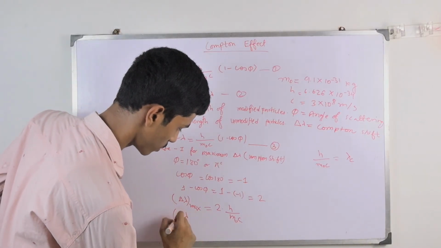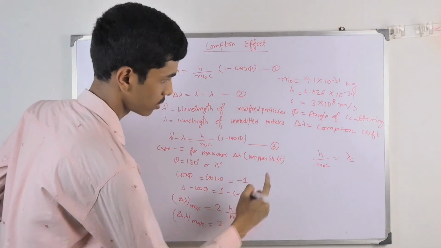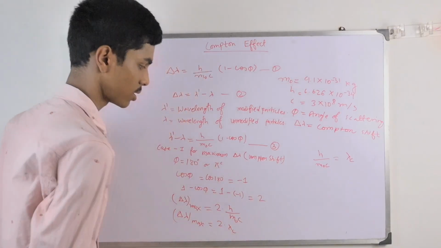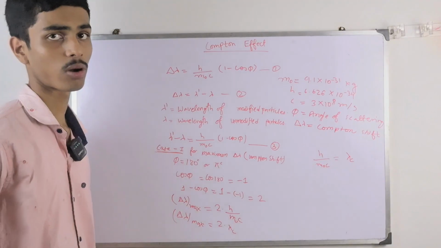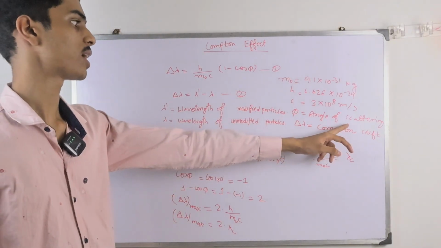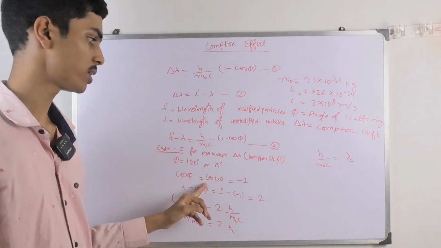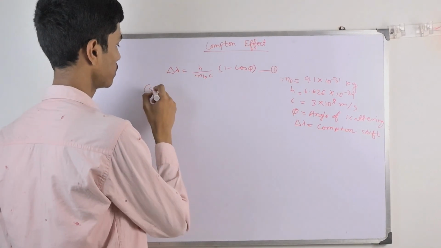We can write del lambda maximum as twice of what? Lambda c. So that is the case for maximum del lambda, which means the maximum quantum shift will be observable when the angle of scattering is what? 180 degree. Okay, so let us move ahead to case 2 of this context.